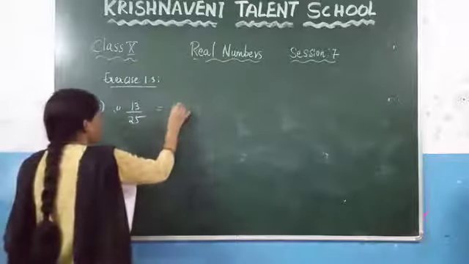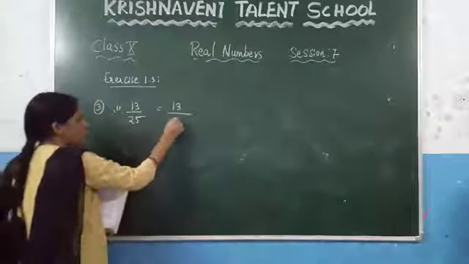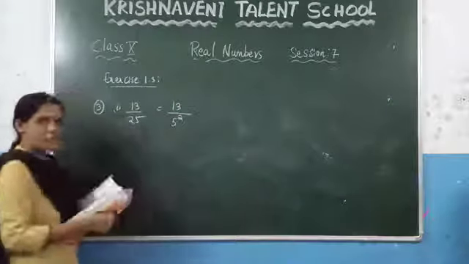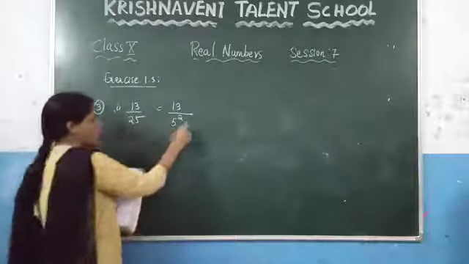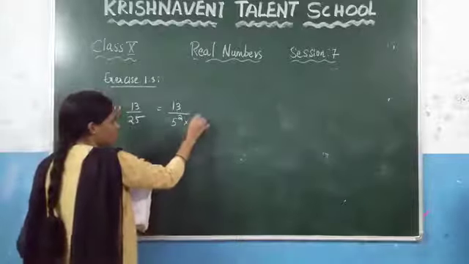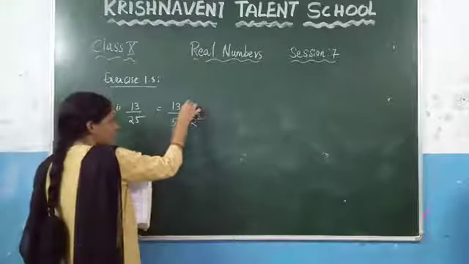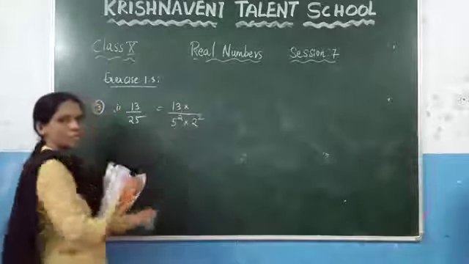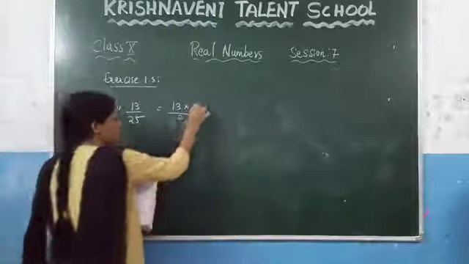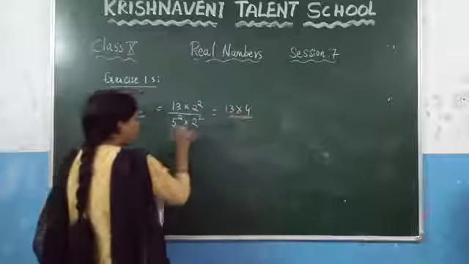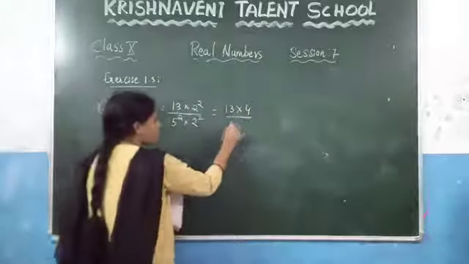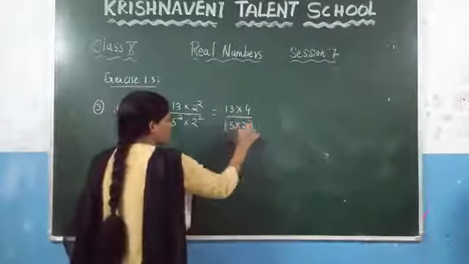So how do you write this one? You can write it as 5 square. Since we need to write it in decimal form, which number do you need to multiply here? You need to multiply with 2, so multiply with 2 square. Since we are multiplying in the denominator, in the numerator also we have to multiply with 2 square. What will we get? 13 into 4. And here you can write this one as 5 into 2 whole square.